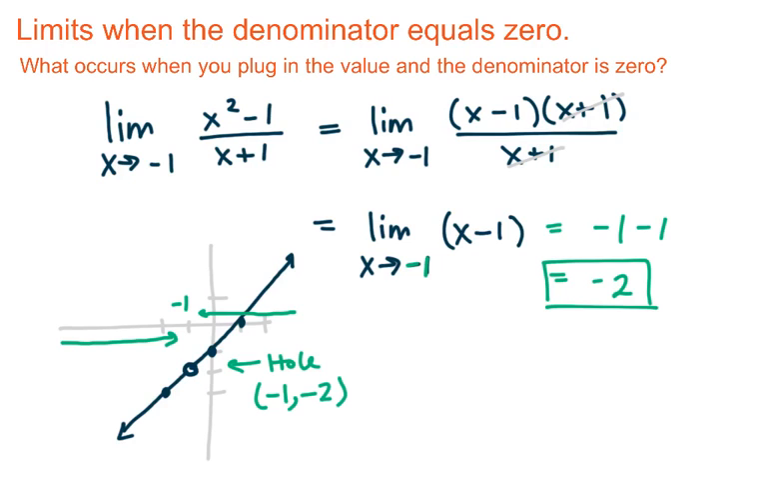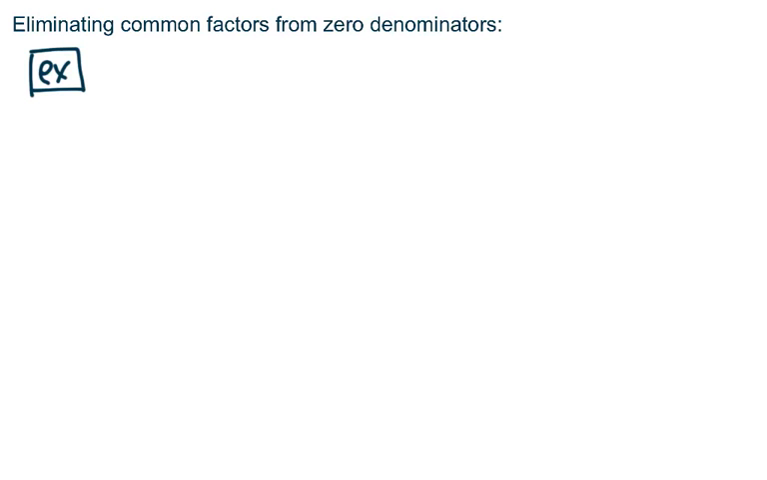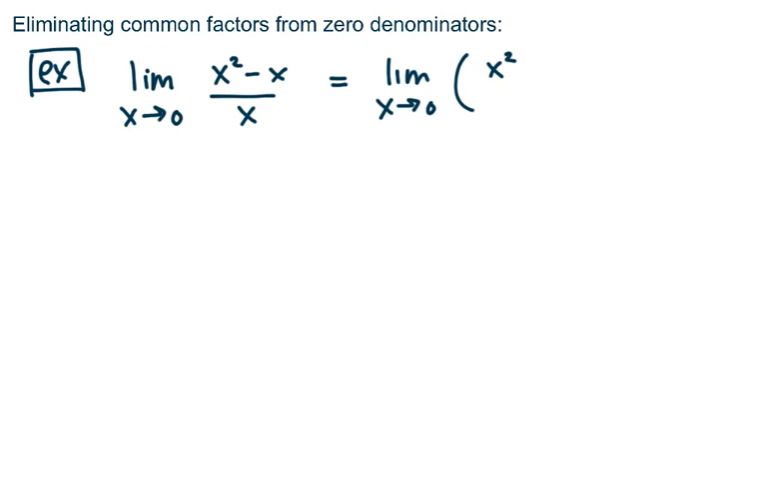So let's look at 2 more examples. Let's look at eliminating common factors from 0 denominators. We'll do 2 examples. The limit as x approaches 0 of x squared minus x over x. In this case, this is the same as writing the limit as x approaches 0 of x squared over x minus x over x. When I have one term in the denominator, I can unadd, in a sense, and simplify each of those smaller fractions.